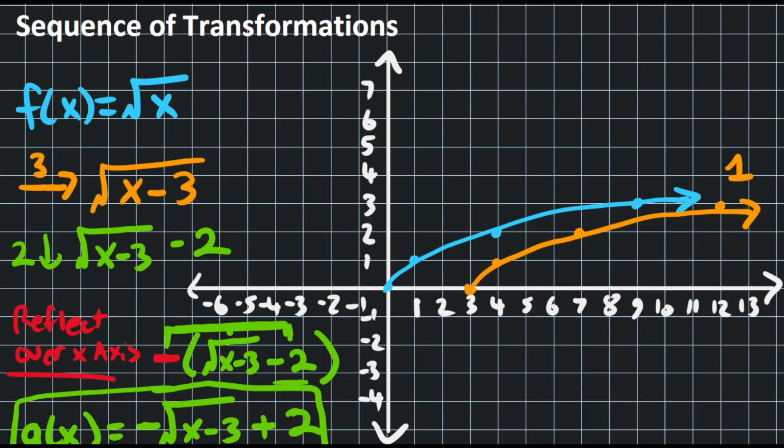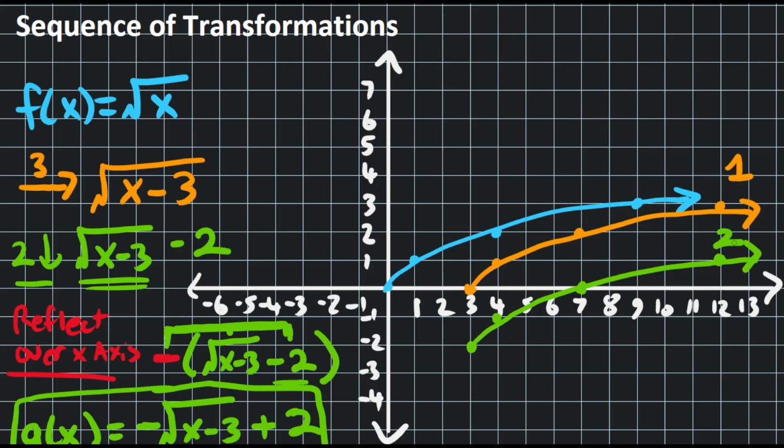And then step 2 was we shifted down by 2. So we're shifting radical x minus 3 down by 2. We're going to shift the orange function down by 2. So we'll start here, and we're going to go down 2. 1, 2. And let's go draw that.